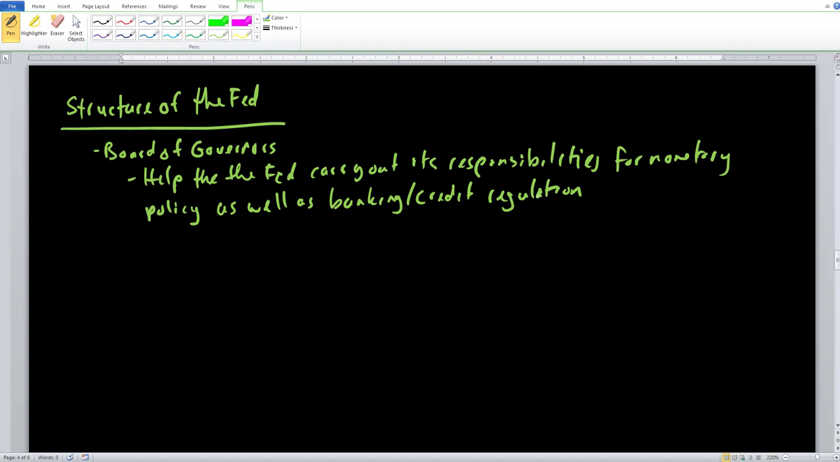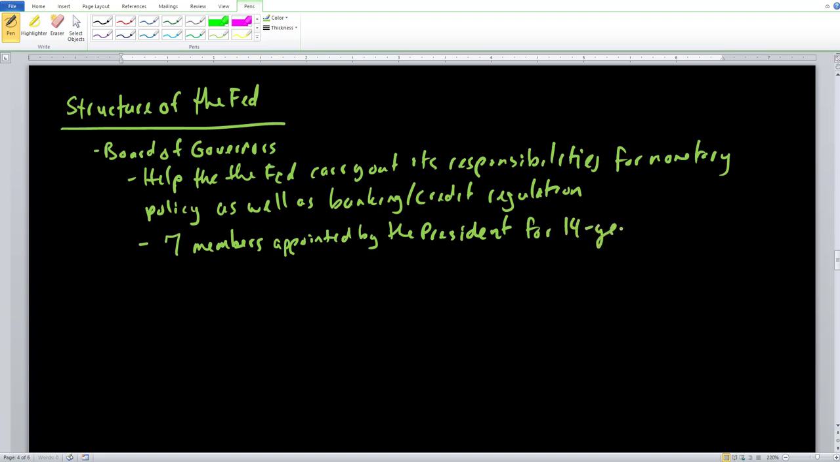So here, the Board of Governors are a very powerful group of people. They include 7 members. Basically these are the people that are the head of the Fed, and they're going to detail exactly where monetary policy is going to be heading, and they are the people that you do see on the news testifying before Congress, and they also do a lot of interviews as well. And these 7 members are appointed by the president for 14-year terms.